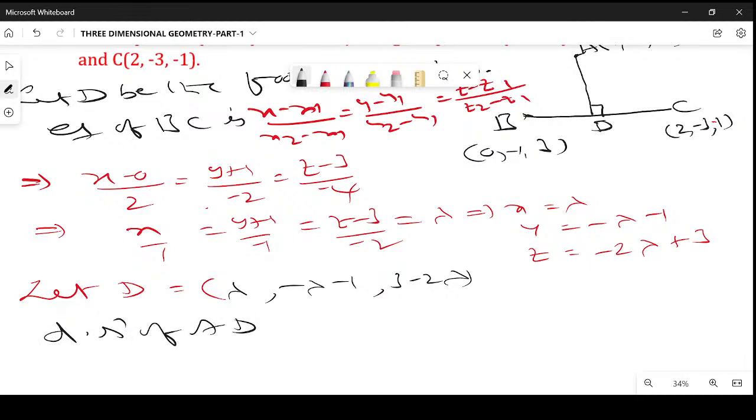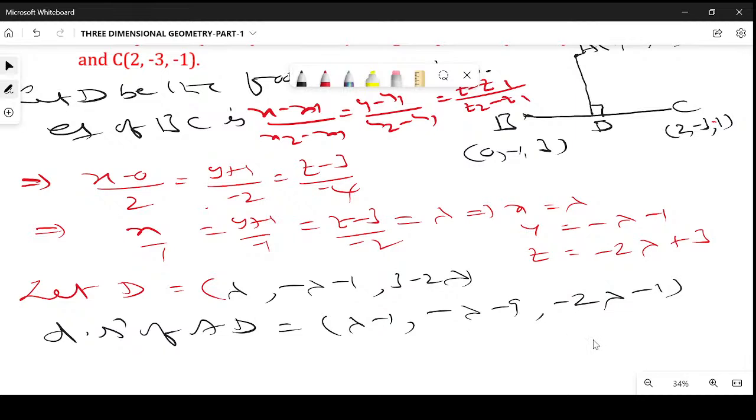Taking the DRs of AD, what does it come to now? You know the point A is (1, 8, 4). If we simplify this one, it comes lambda minus 1, minus lambda minus 9, and here it comes 3 minus 2 lambda. 4 minus 4 means it comes now. Correct, the values can be written as minus 2 lambda minus 1. It comes like this, right? These are the values. But AD is perpendicular to BC.